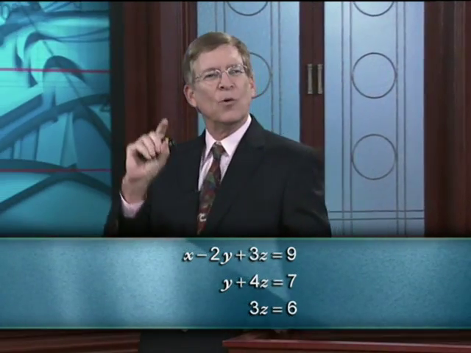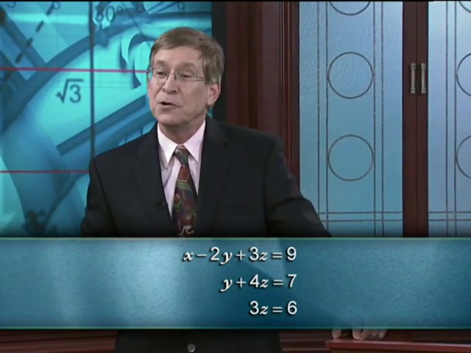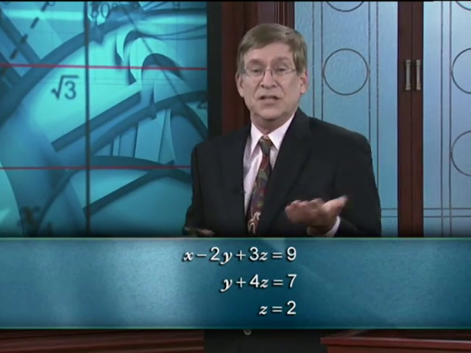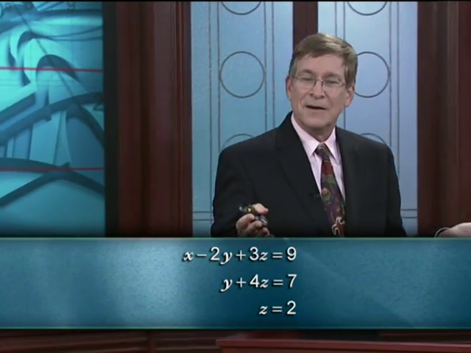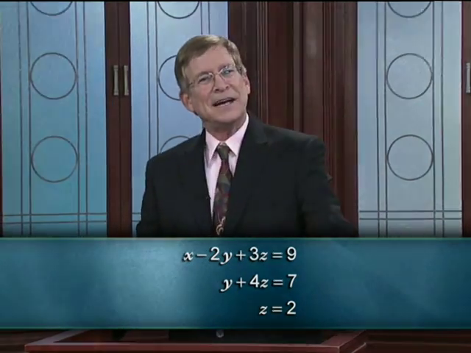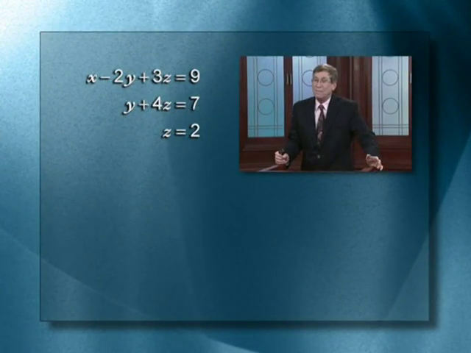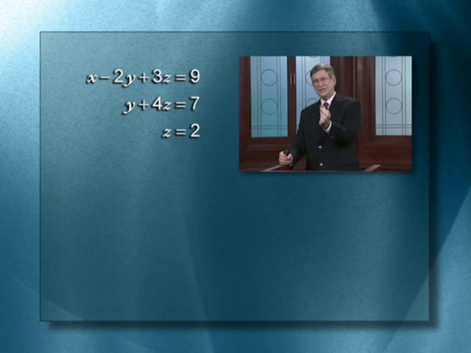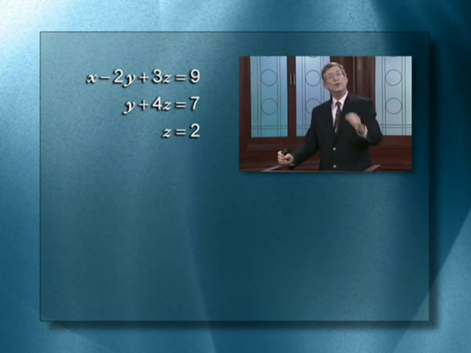Now we can do one more simplification. We can divide the third equation by 3, and then we immediately know what z is. Z is 2. Okay, and given the value of z, you can now work your way back up. This is often called back substitution, meaning, starting with the bottom equation, z equals 2, you can determine y.